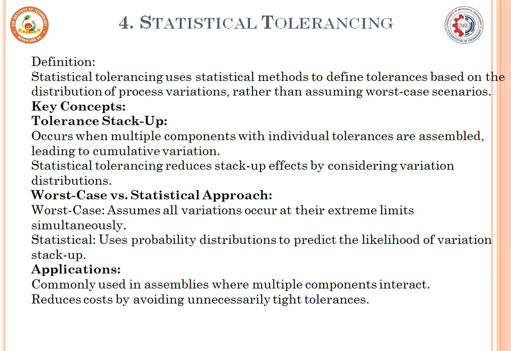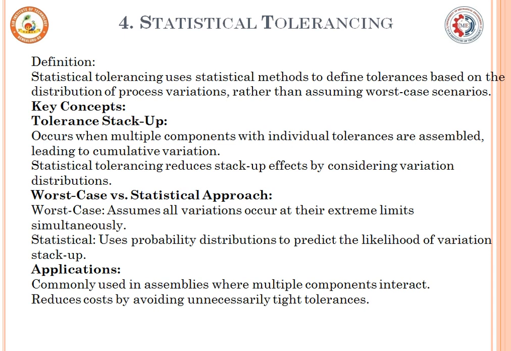So further, if you go with statistical tolerancing, what is statistical tolerancing? We are going to use a statistical method to define tolerance based on the distribution of process variations rather than assuming the worst-case scenario. What you are going to do in statistical tolerancing is tolerance stack-up. This occurs when multiple components with individual tolerances are assembled, leading to cumulative variations.